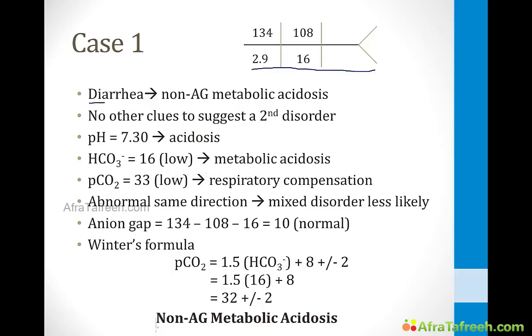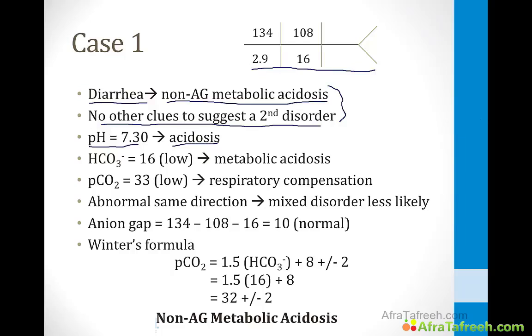So they mention that the patient has diarrhea. So anyone who has diarrhea, we expect a non-anion gap metabolic acidosis. So that's what we're looking for. Also, there were no other clues to suggest a secondary disorder. So what we're anticipating here is a simple, straightforward non-anion gap metabolic acidosis. Now, there may be tricks involved, but it's important to know what you're looking for just based on the patient's description. pH is 7.3, so that's low, which means we have an acidosis.